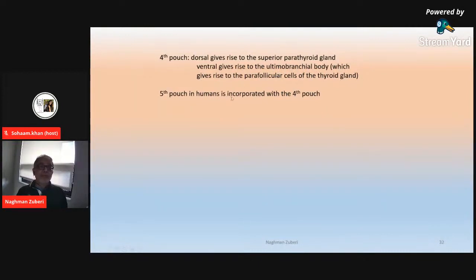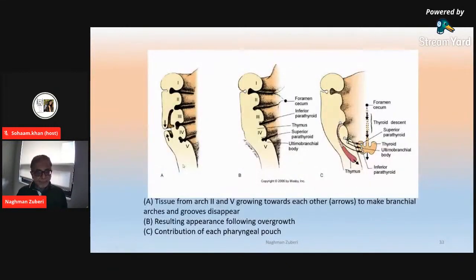Fifth pouch in humans is incorporated with the fourth pouch. They become fused, so the fifth is not present. Either it is not present or it fuses at a very early age, meaning the prenatal age, within a couple of weeks.